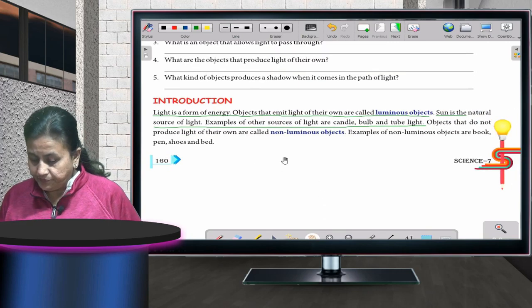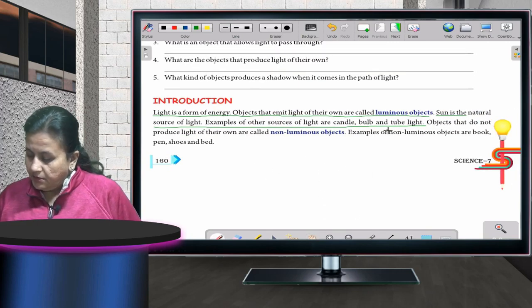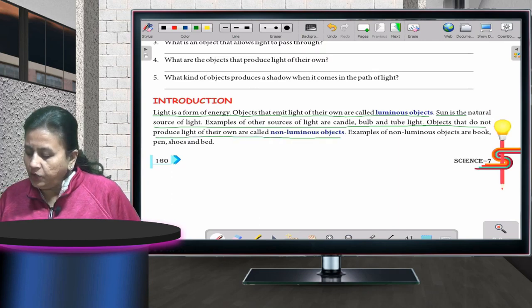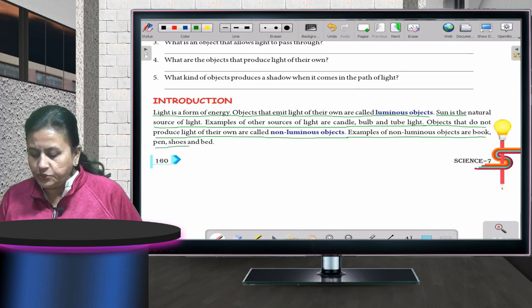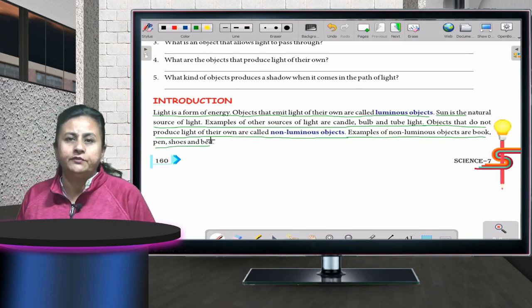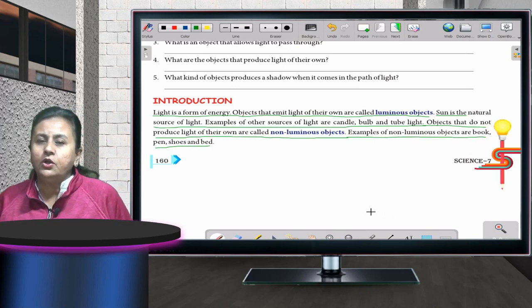So, objects that do not produce light of their own are called non-luminous objects. Examples of non-luminous objects are book, pen, shoes and bed. There are so many things around you which do not emit light of their own. So they are called non-luminous objects.